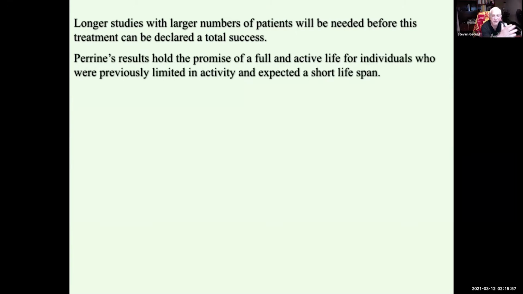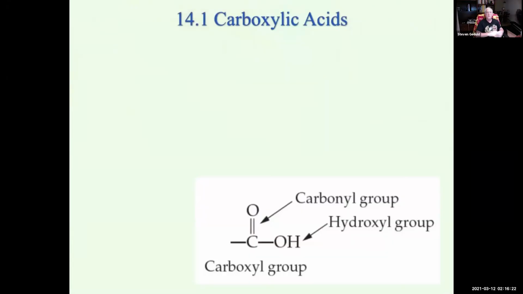These results hold the promise of a full and active life for individuals who were previously limited in activity and expected a short lifespan. Both sickle cell anemia and beta thalassemia really shorten the lifespan and cause very limited activity because of severe anemia. They couldn't function in normal life. And now these people can live normal lives with a regular lifespan if this treatment succeeds, which is unbelievable.